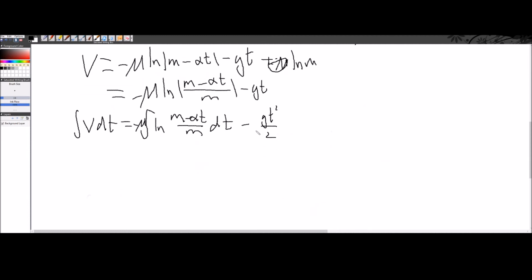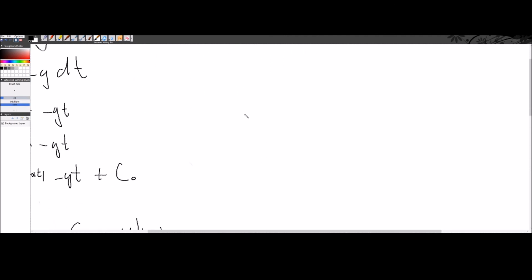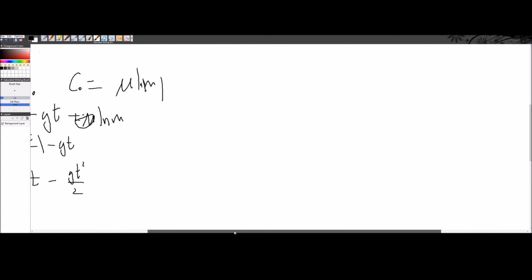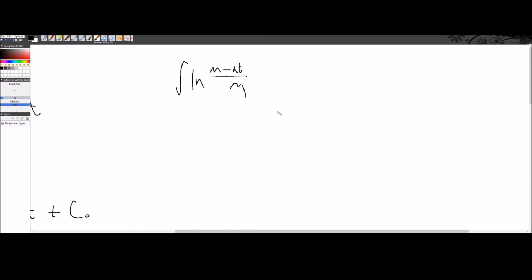So now we're just going to focus on this thing. So let's just zoom out. Let's not worry about the entire big picture. Let's just try to solve that integral. So your integral is going to be ln ((m minus alpha t) over m) dt. You get that, right? Now, how would you solve this?